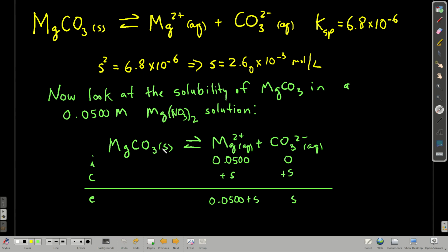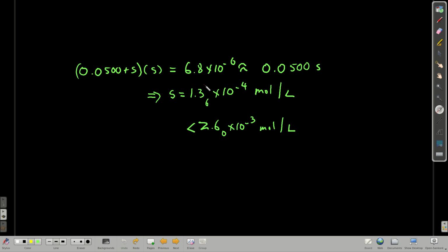So now, if we look at this equilibrium, where the initial concentration of magnesium is 0.05, which came from this magnesium nitrate, and everything else is 0 like here, we do our ICE table, same Ksp, and we get that the solubility is about 1.4 times 10 to the minus 4th moles per liter. Notice I neglected S compared to 0.05, and yes, that was a good approximation because 1.4 times 10 to the minus 4th is a lot less than 5% of 0.05.